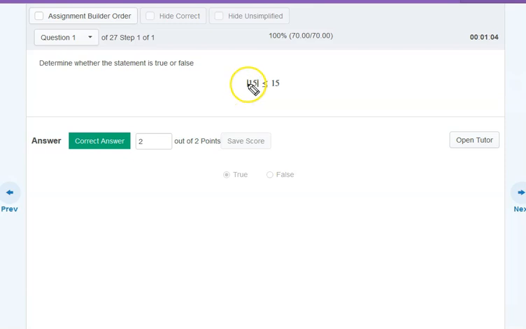So this is an absolute value of 15, which is 15, and then is less than or equal to 15. Now, when we said we had this kind of inequality symbol, as long as part of this was true, this was true. So 15 does equal 15, so this one is true.